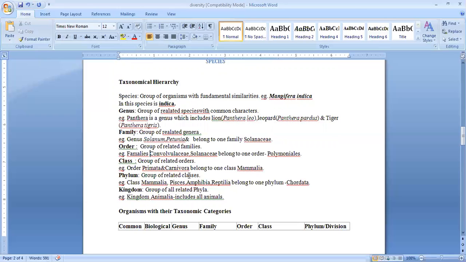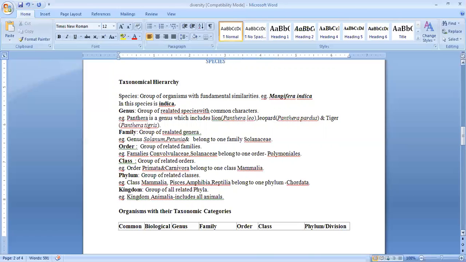Group of related classes are put in phylum. So, we have Mammalia, Pisces, Amphibia in one phylum, that is Chordata. Then we have related phyla in the kingdom. So this explanation is a mix of plants and animals which have been taken. So kingdom is group of related phyla. So in kingdom Animalia, all animals are included.